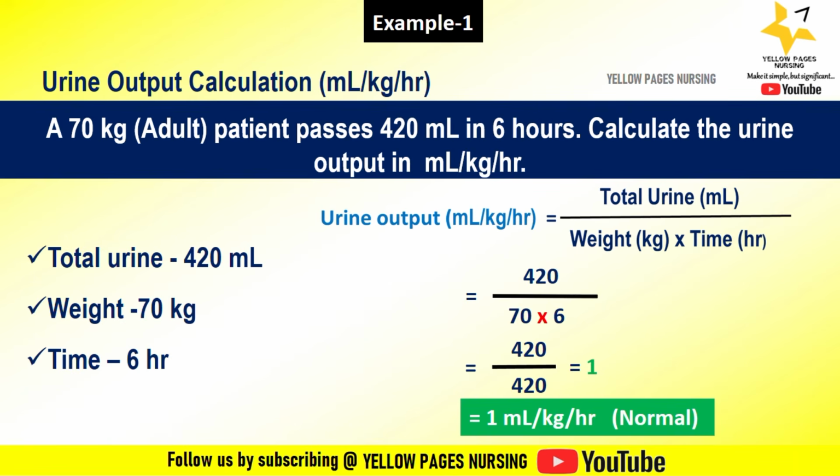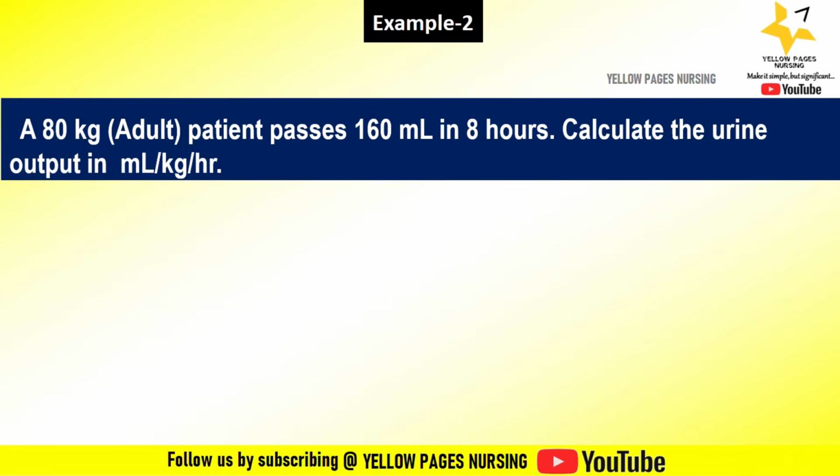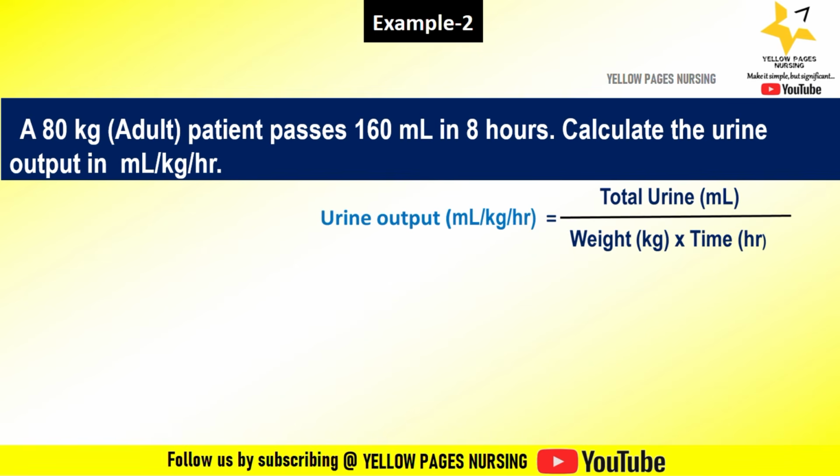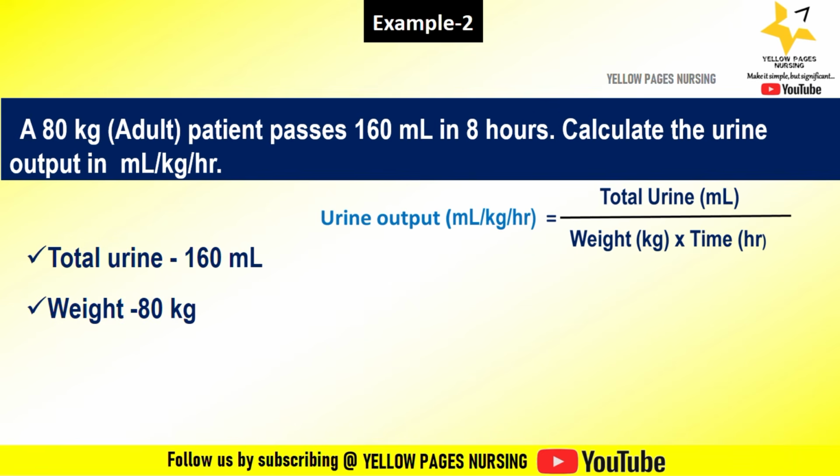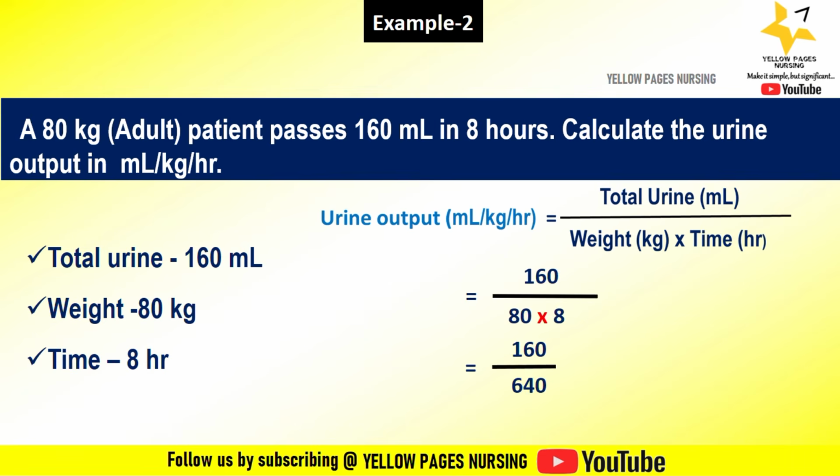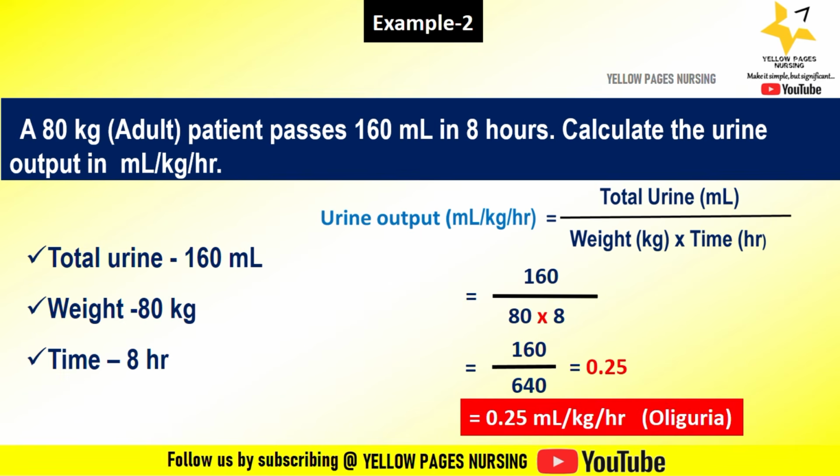Next example, an 80 kilogram adult patient passes 160 ml urine in 8 hours. Calculate the urine output in ml per kg per hour. As we know, the formula is urine output in ml per kg per hour is equal to total urine in ml divided by weight in kilogram multiplied by time in hours. Here the total urine output is 160 ml, weight is 80 kilogram, and time is 8 hours. So applying all in the formula, we get 160 divided by 640, which gives 0.25. So the total urine output will be 0.25 ml per kg per hour, which indicates oliguria.